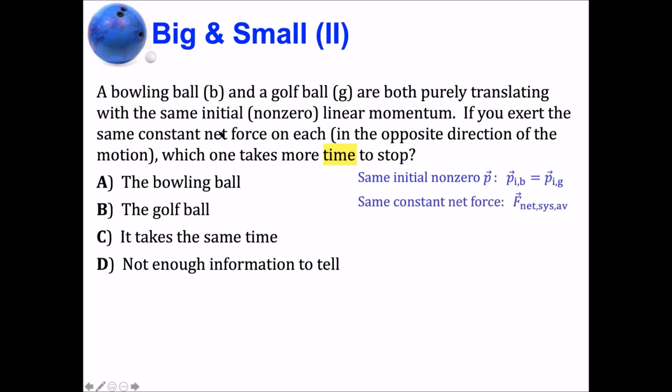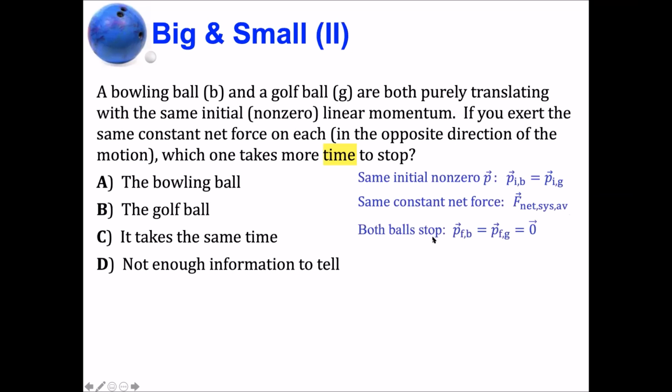Something else we're told is that both balls are going to be affected by the same constant net force. So if I call that force F and then use the subscripts net, avg to represent the net average force that acts on my system, then that same net force is going to act on both balls. And when I'm looking at the motion of the bowling ball, the system is going to be the bowling ball B. When I'm looking at the motion of the golf ball, my system is going to be the golf ball represented by the subscript G.